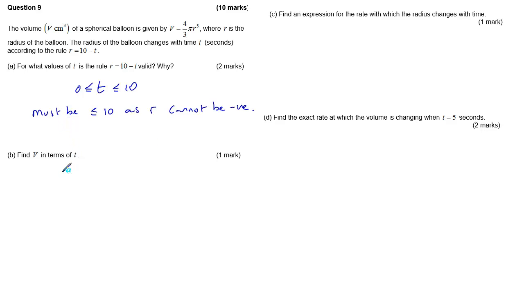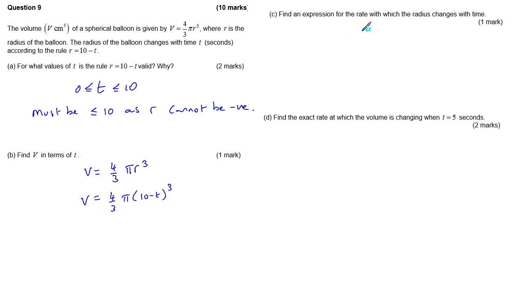We want to find V in terms of t. Well, V is 4/3 πr³, so that's 4/3 π, and then r is (10 − t) cubed.